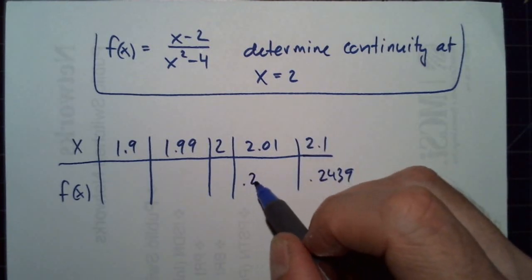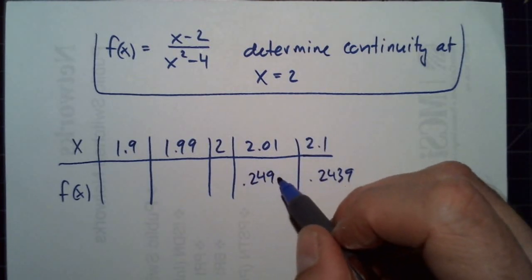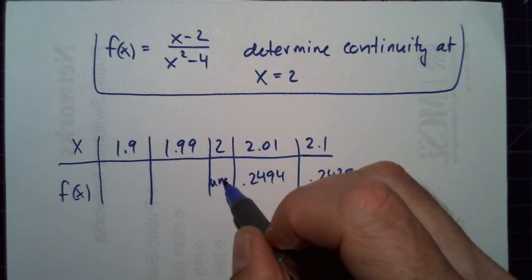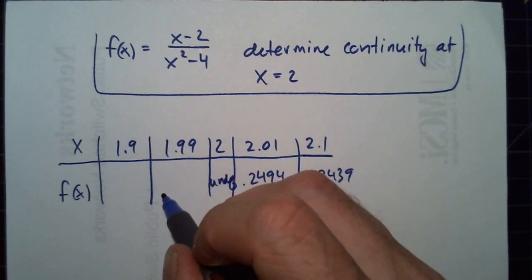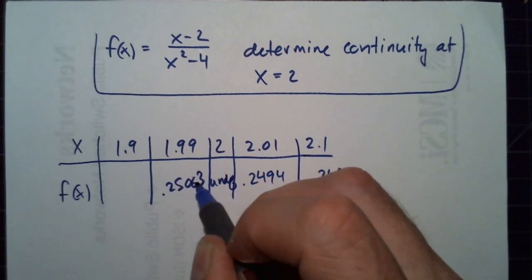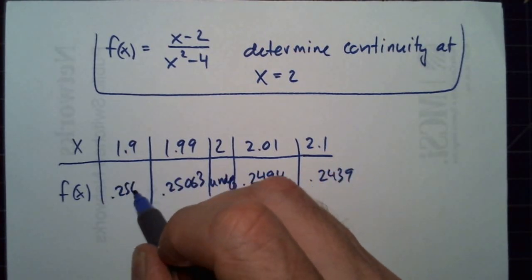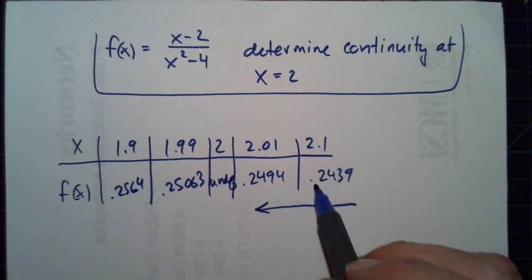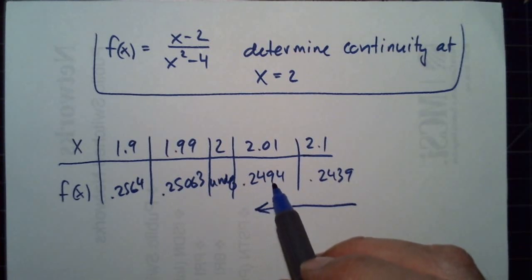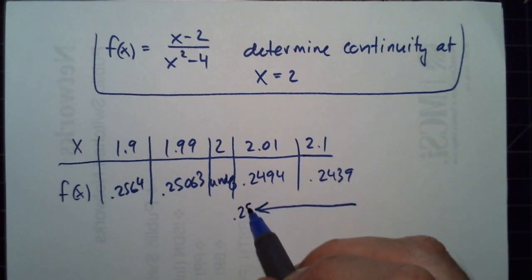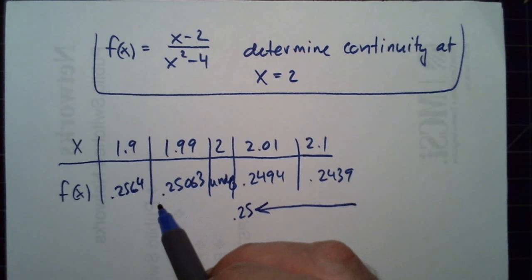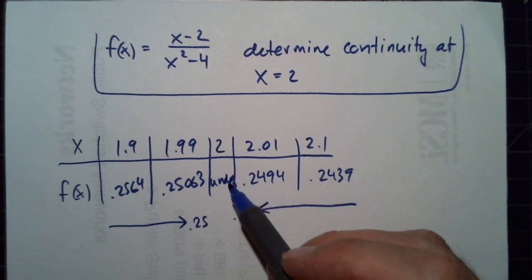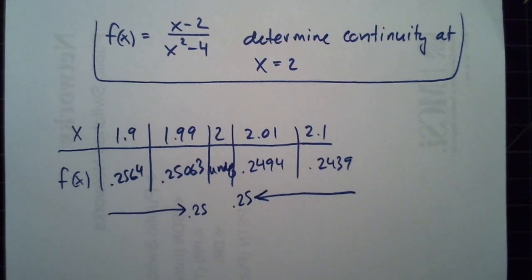0.2439, 0.2494, undefined, 0.25063, 0.2564. All right. What are those numbers getting close to? 0.243, 0.249. Looks like they might be getting close to 0.25. 0.256, 0.2506, close to 0.25. But the function is undefined at 2.